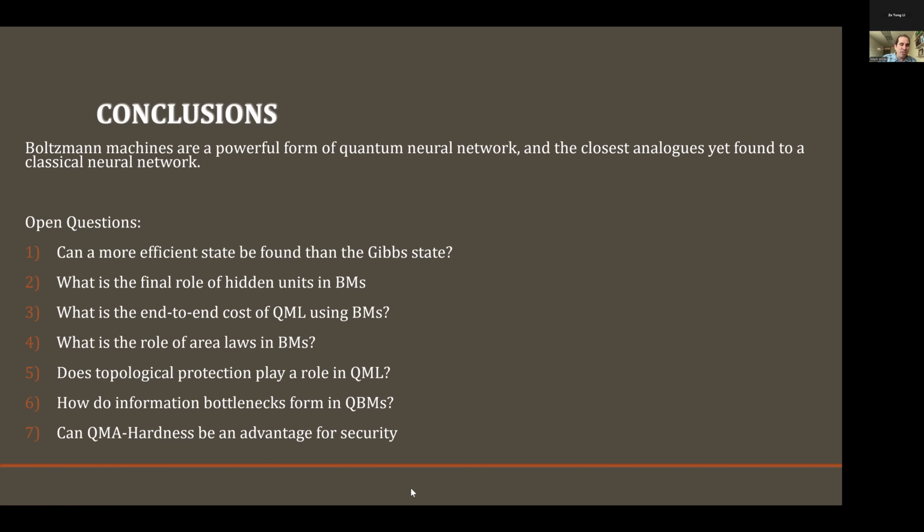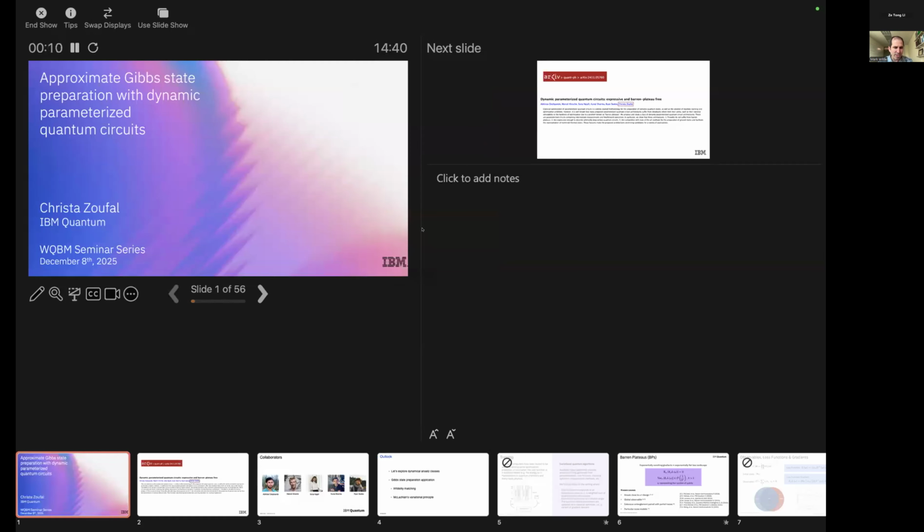So our next speaker is Christa Zoufal. Christa's here. If you wouldn't mind sharing your slides. Yes, absolutely. Give me 1 second. So Christa is an expert on quantum machine learning and beyond, who is at IBM Quantum in Zurich. And she's going to tell us about Gibbs state preparation, which is an important problem for quantum Boltzmann machines and quantum computing more generally.